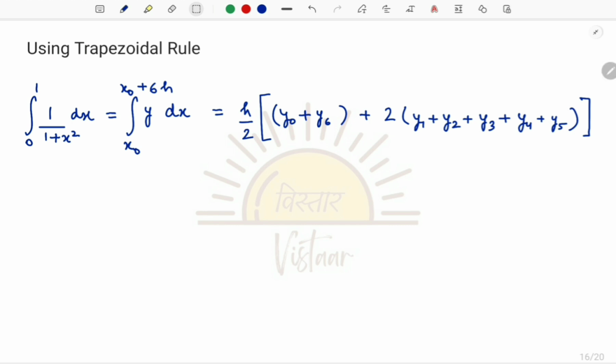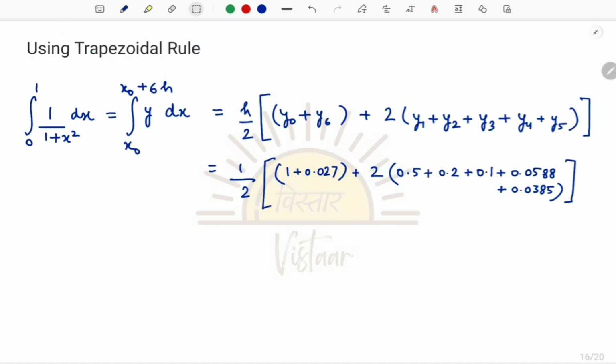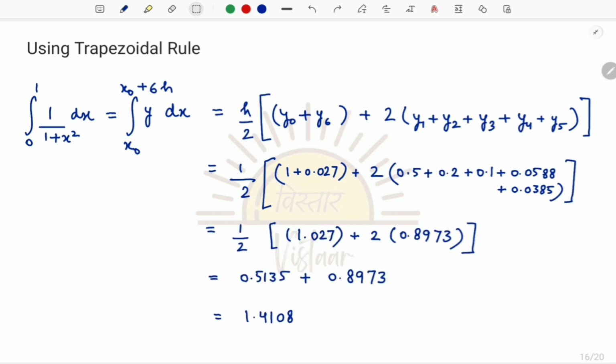Now let's put the values of these variables using our table. So this is our table. We will put the values of y0, y1 up to y6 and h in the trapezoidal rule from here. We will get this. Next we will solve it further and find that the value of the given integral is 1.4108. And this is it for this example.